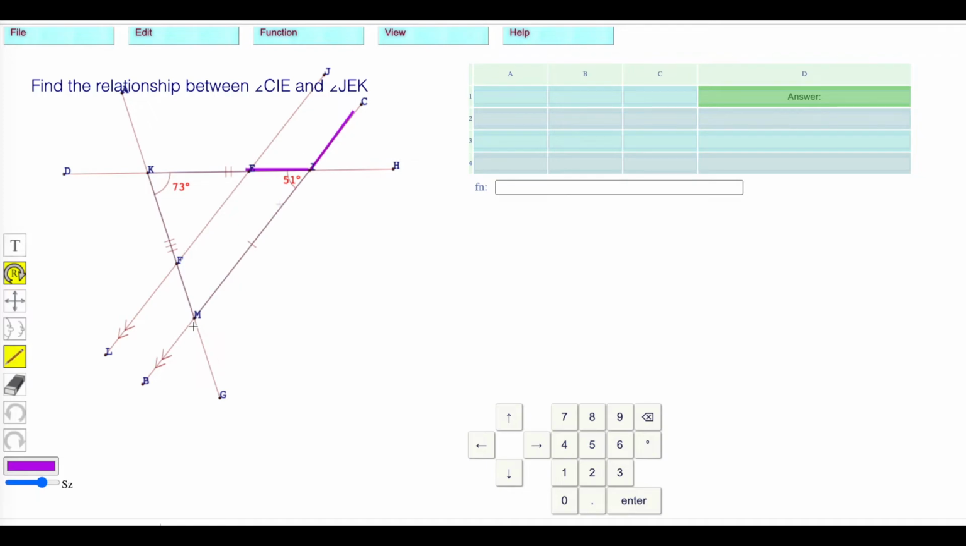J to E to K. This is an F pattern. This angle and this angle. And you can see the F. These are called corresponding angles. They're both to the left of the parallel lines and above the transversal. See, to the left and above. So they're in the same corresponding spot. These are called corresponding angles.